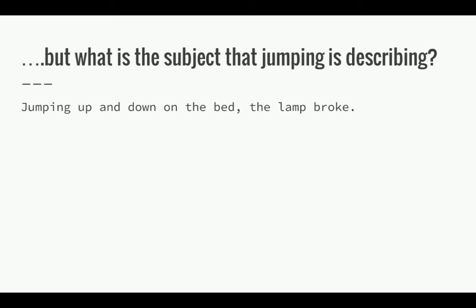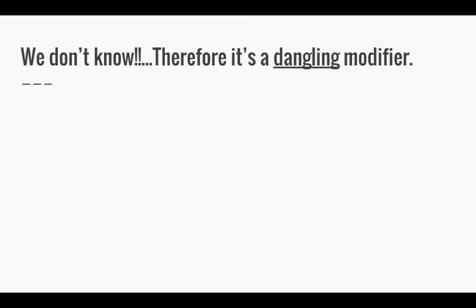But we don't know what subject or noun is jumping on the bed. So what is jumping describing? We don't know. So therefore, it's a dangling modifier. If we don't know what the modifier is trying to describe, it's dangling. It's not linked to anything.